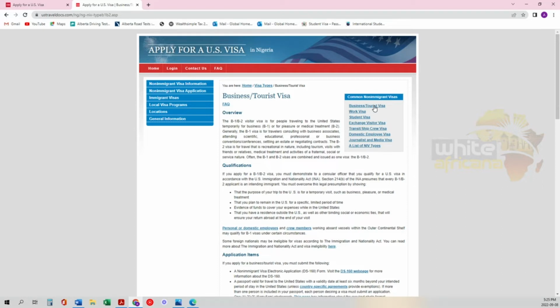Again, I emphasize the temporary visit. So you need to have when you're going to travel and when you're going to return. Okay, evidence of funds to cover your expenses while in the US. Another important thing: if they feel that you don't have enough money, you will be denied. You need to show that you have a running account and that you have a good flow of money going into the account.